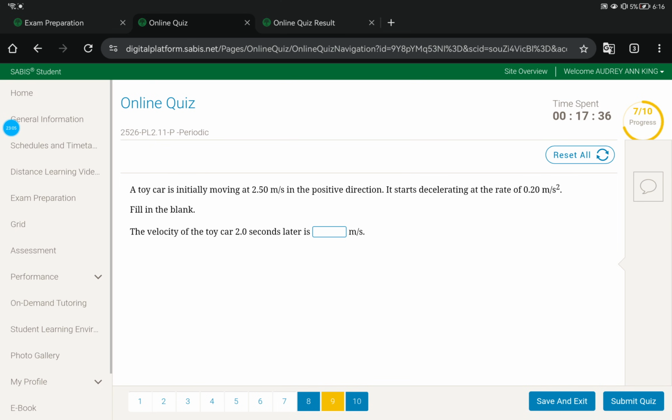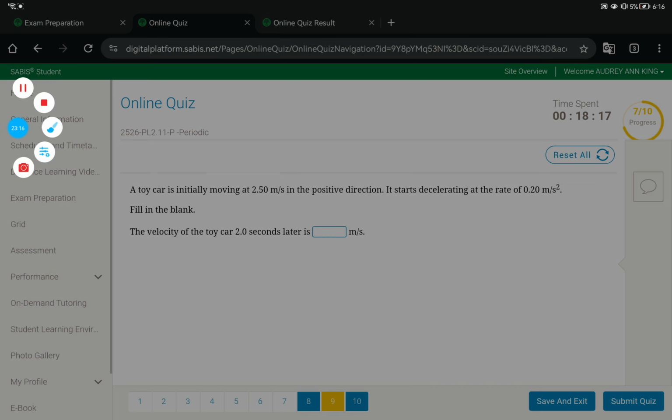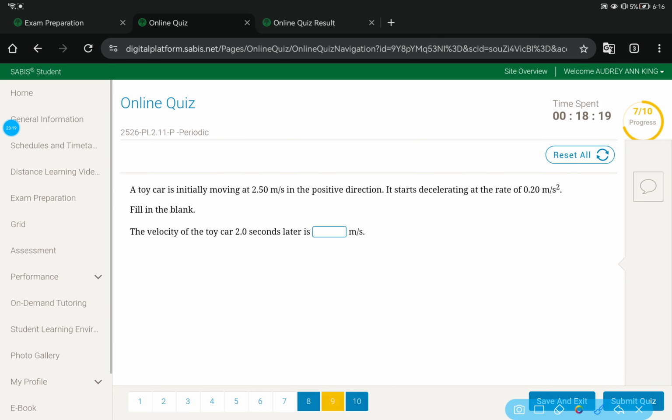A toy car initially moving at 2.50 meters per second in the positive direction starts decelerating at the rate of 0.20 meters per second squared. The velocity of the car 2 seconds later is what? Basically this whole quiz is just trying to understand which formula to use when. If you want extra practice, search up UARM formulas on Google. But the only way to truly master this topic is by applying it and practicing it. Anyways, this is the formula we're going to use.